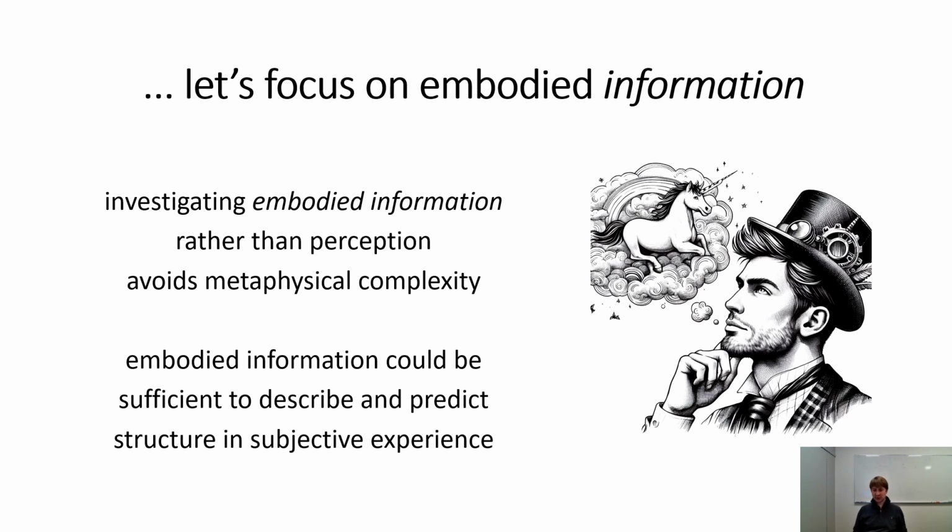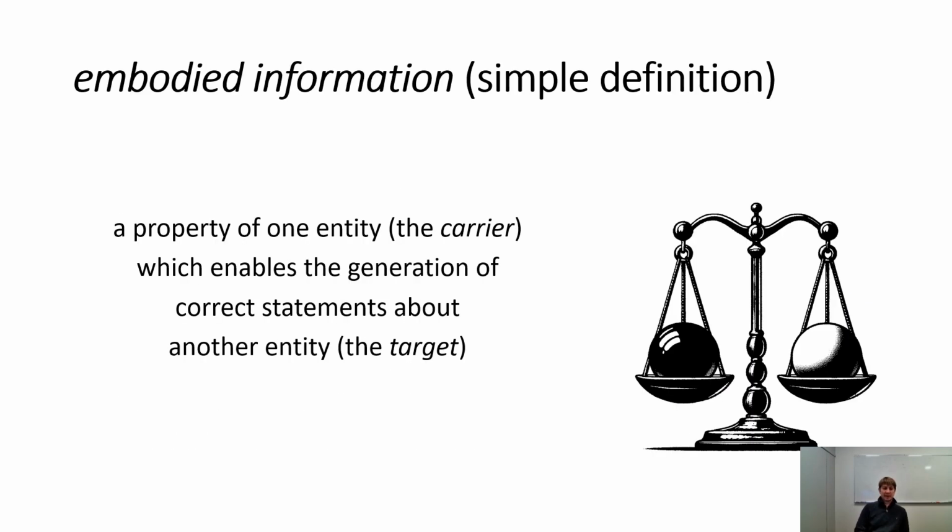Why? This concept should have the benefit that it's not metaphysically overloaded. It's something that you can define in a mathematical sense, and it might be sufficient to do a lot of structural arguments in this area of research. So let's define it. Let's have a look at embodied information. What do I mean by that? Embodied information should be something that is contained in one object about another. So the property of one entity, I'd call it the carrier, which enables the generation of correct statements about another entity. So you have this bar scale here on the picture.